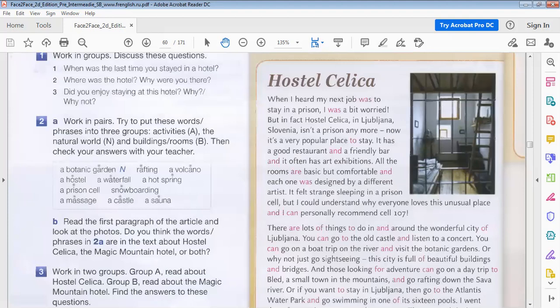So this is CD1 or 2? So CD2, track 38. Okay.